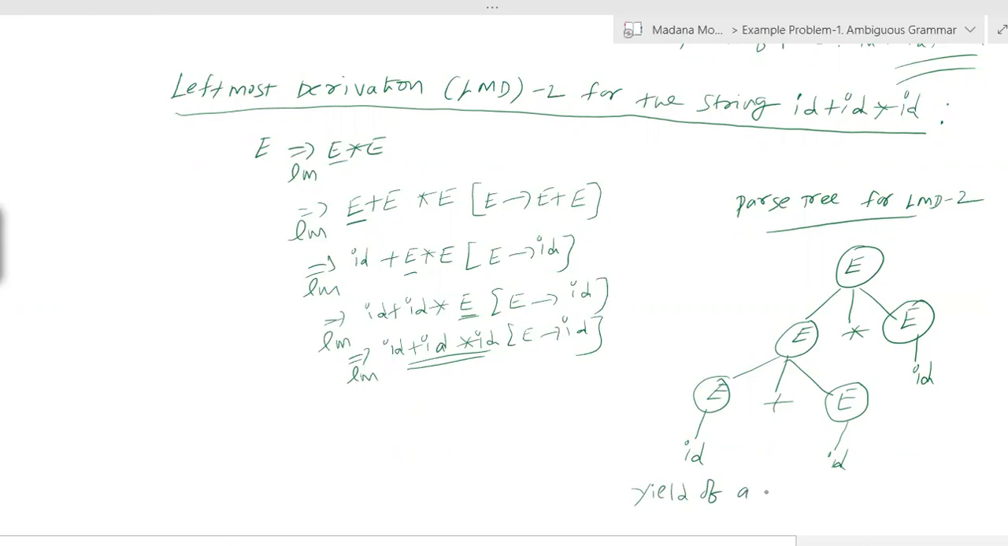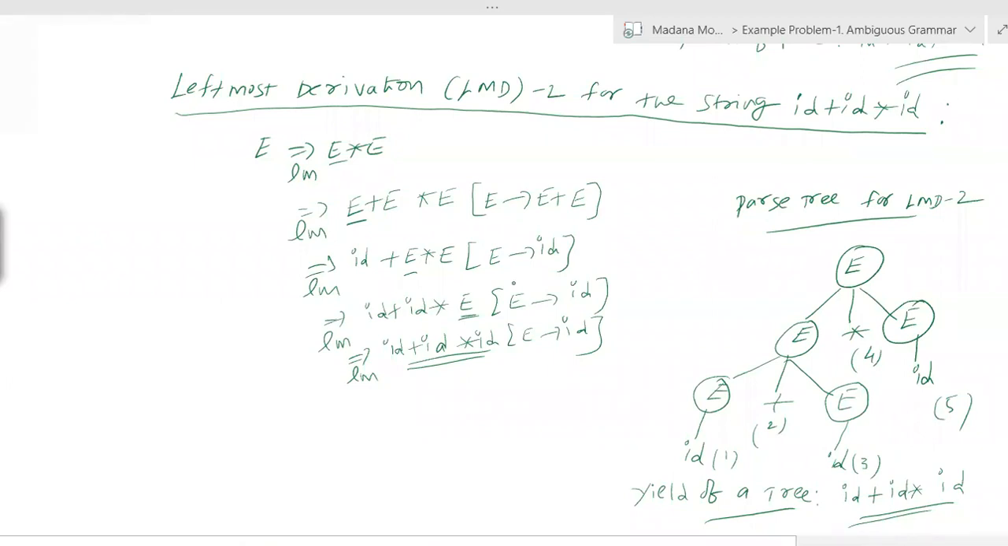So the yield of this parse tree: you can take all the leaf nodes from left to right. You can provide numbering. This is 1, this is 2, this is 3, this is 4, this is 5. Now you can write in the sequence of the numbering you have given. The first one is ID, the second one is plus, the third one is ID, the fourth one is into, the fifth one is again ID. Now you can see this is our required string. This is the parse tree or derivation tree for the leftmost derivation 2.